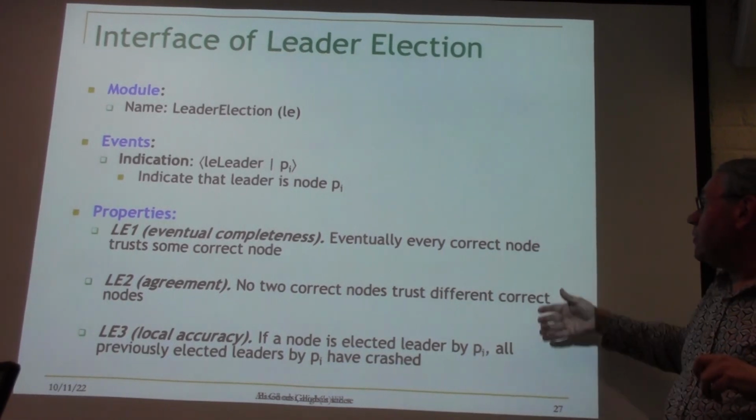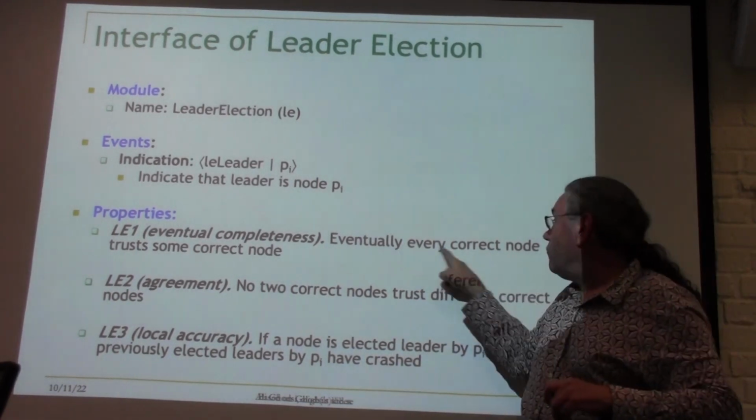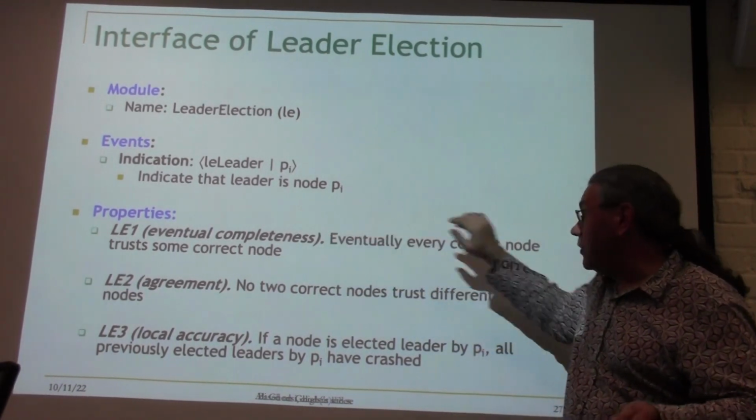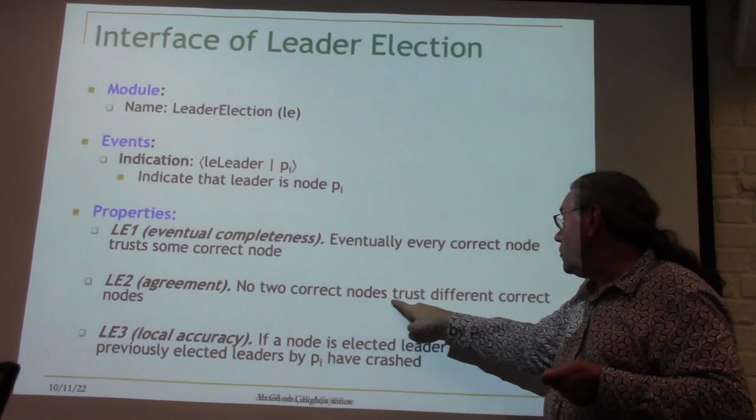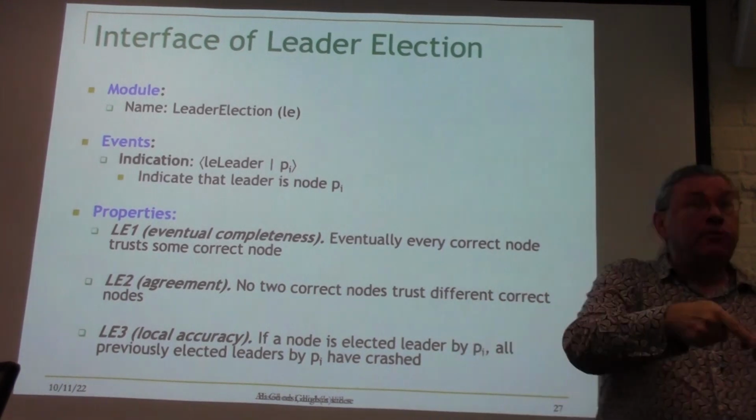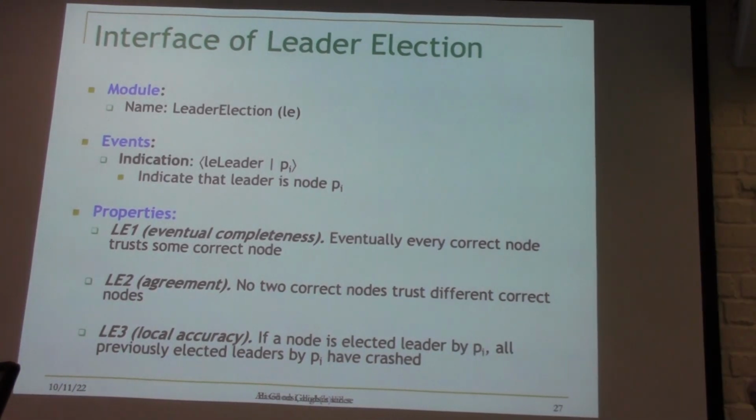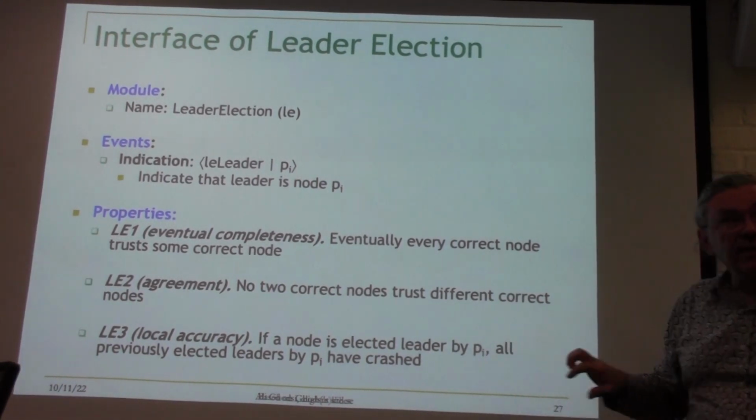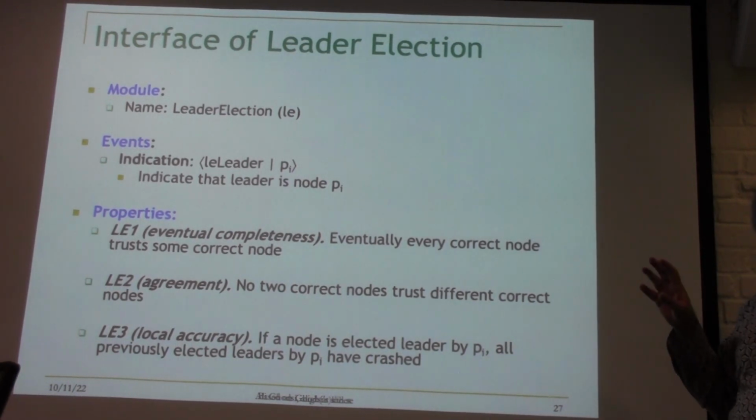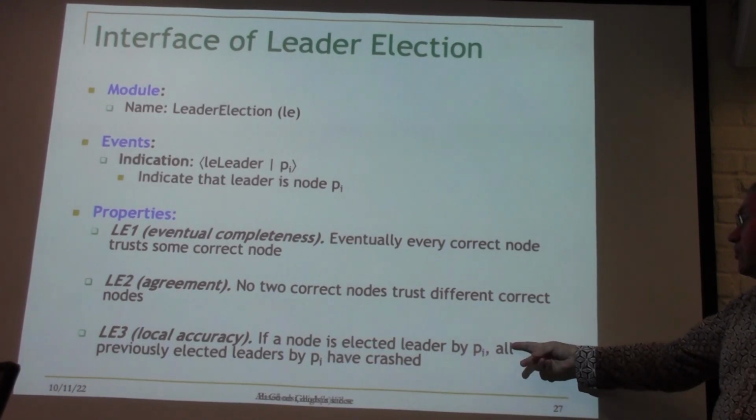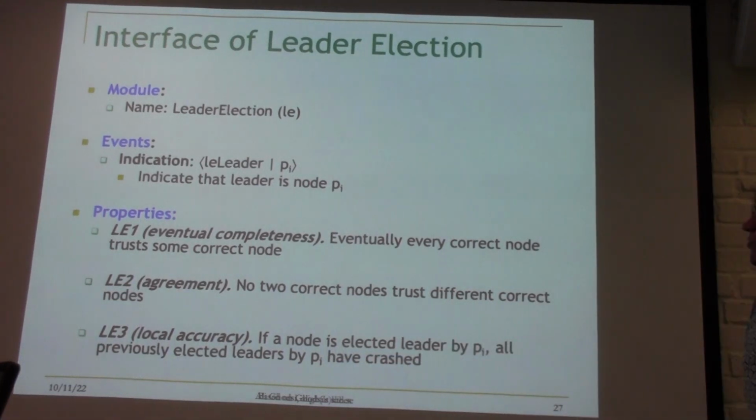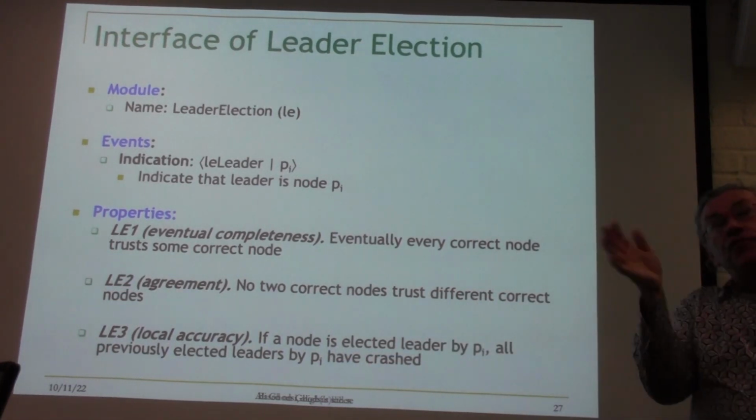And we have these three properties. Eventually, every correct node trusts some correct node. That means we will eventually elect a leader. Every node will elect a leader. No two correct nodes trust different correct nodes. That means two nodes will never have different leaders that are correct. And the third one is the one we added just so that the algorithm doesn't change leader frivolously. If a node is elected leader, all previous elected leaders by that node have crashed. That one will avoid these frivolous changes.